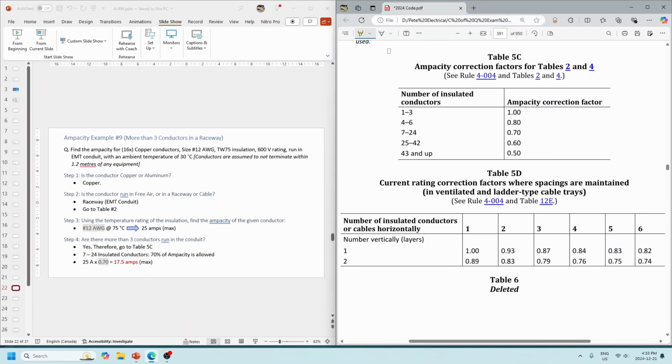Okay, we got 16 of those, so we're in the 7 to 24 here. We're going to have 70%, so we've lost 30% of the ampacity there. So we're going to take the 25 amps that we had from table 2, multiply it by 0.7, and that gives us 17.5 amps maximum.